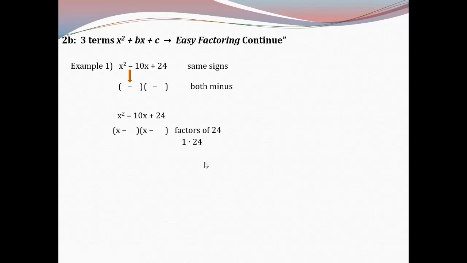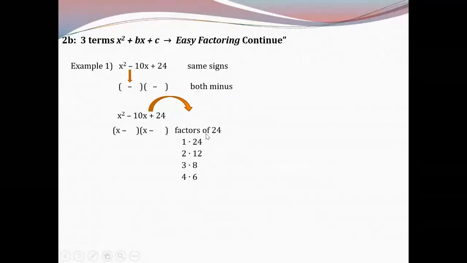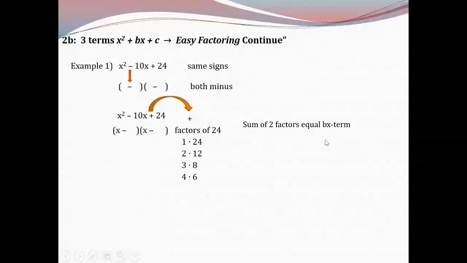1 times 24, 2 times 12, 3 times 8, and 4 times 6, right? And then this sign tells you what we do here. If they're the same, it's going to be the sum, so we're going to add them. The answer must be -10, right? Because this is negative. So we're going to add them and they're going to keep the sign.